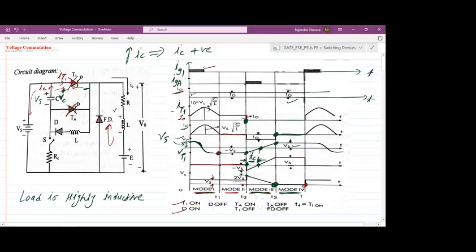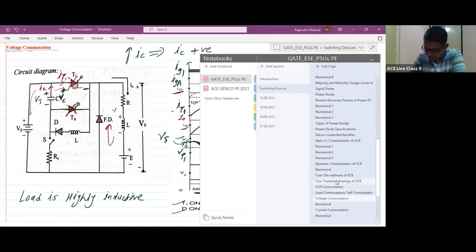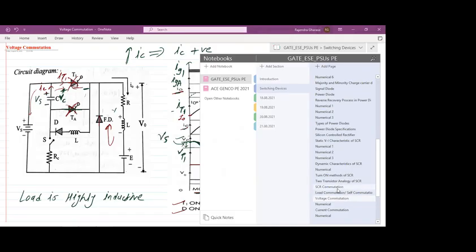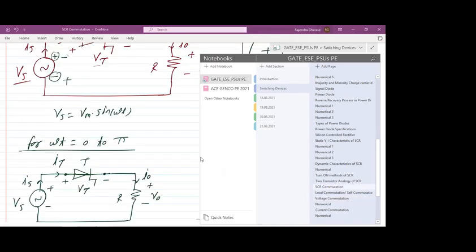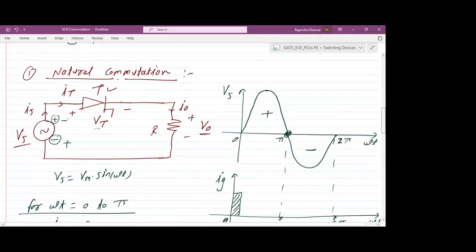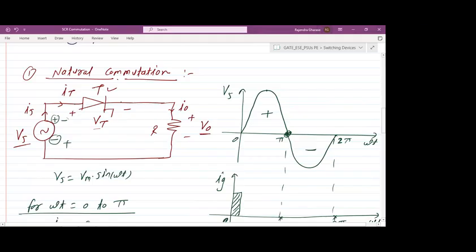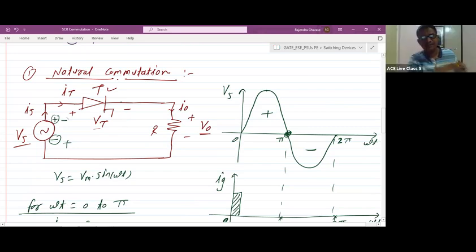Hello, sir. Good evening. Sir, in the natural commutation, in every positive cycle, we have to get voltage. In any commutation, we have to get a voltage in every positive cycle, means in the positive cycle itself. Sir, in the natural commutation, for the negative cycle, the thyristor gets off, and the thyristor will be in the reverse bias mode.